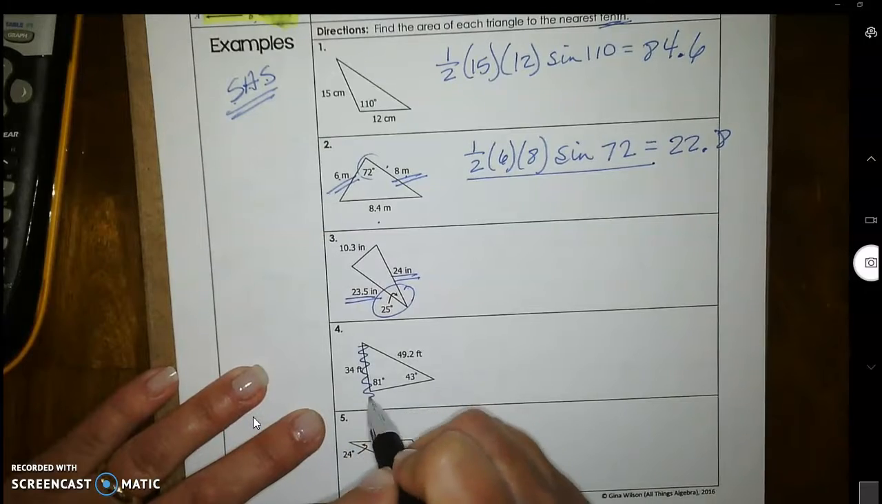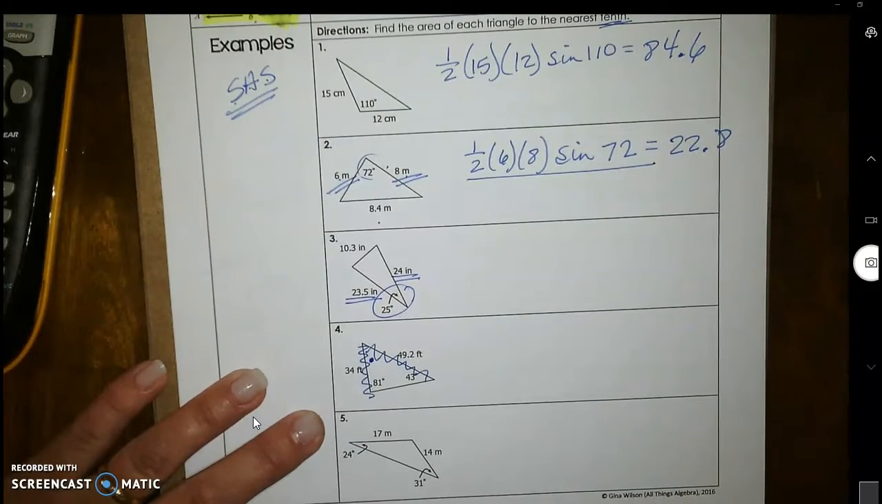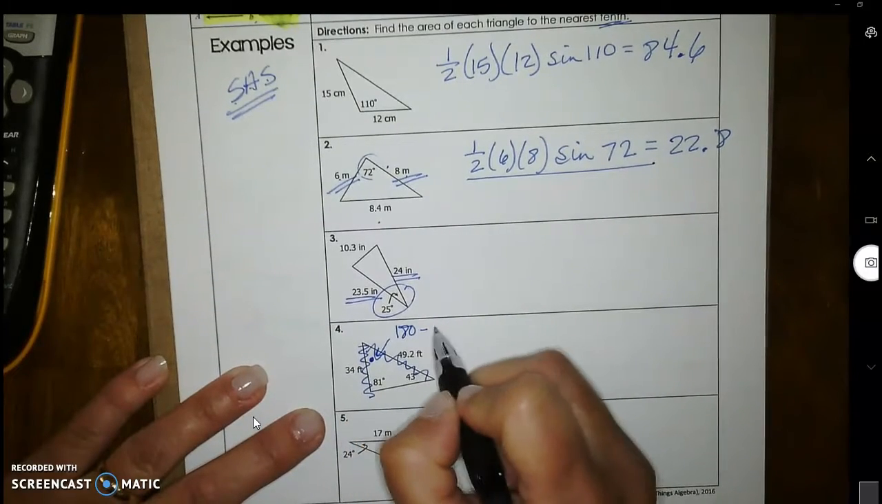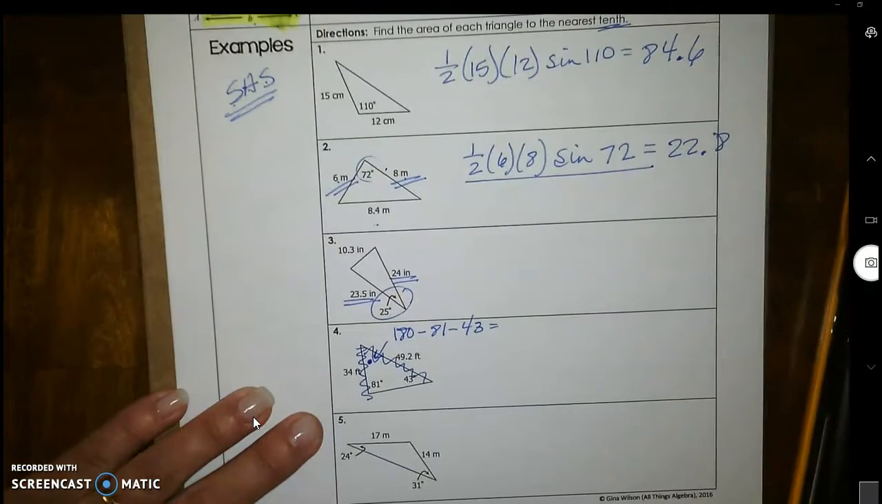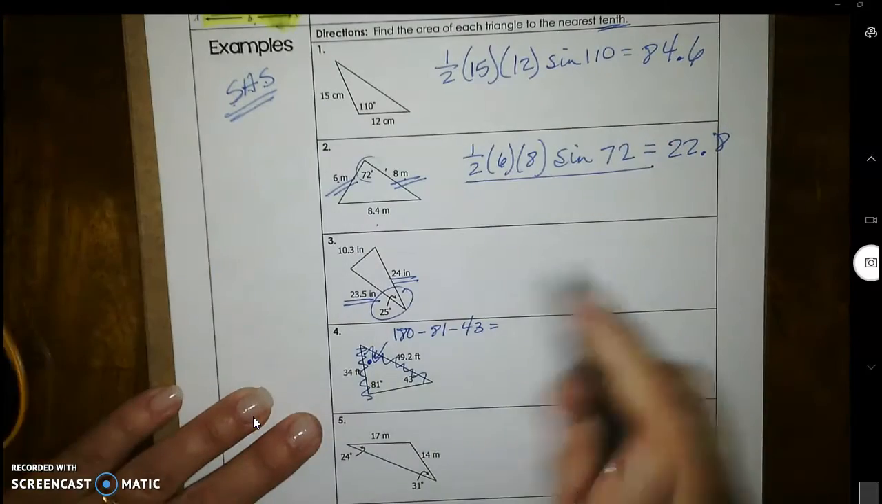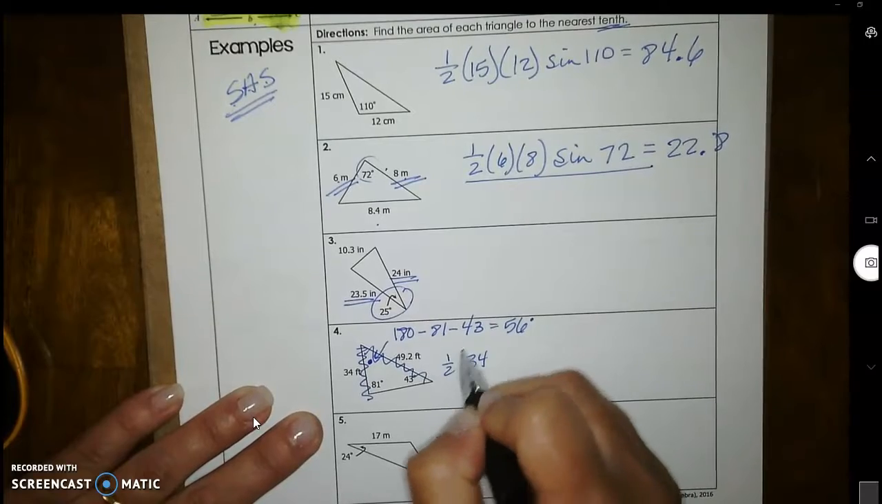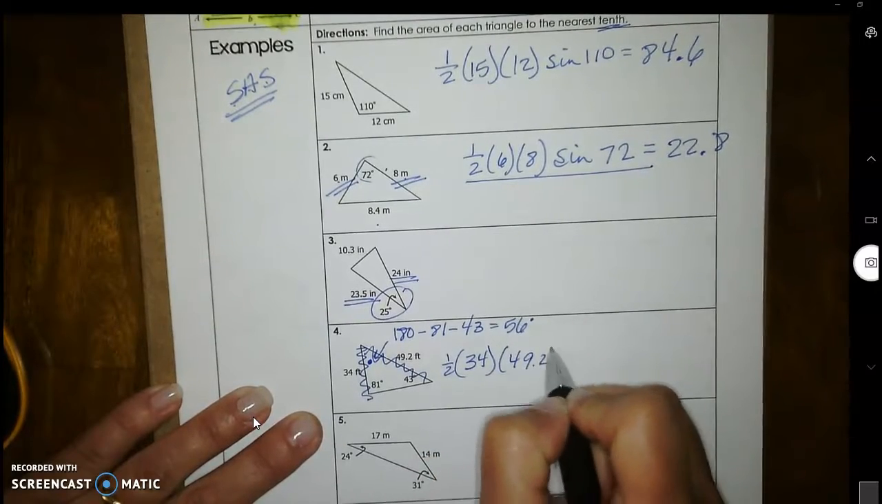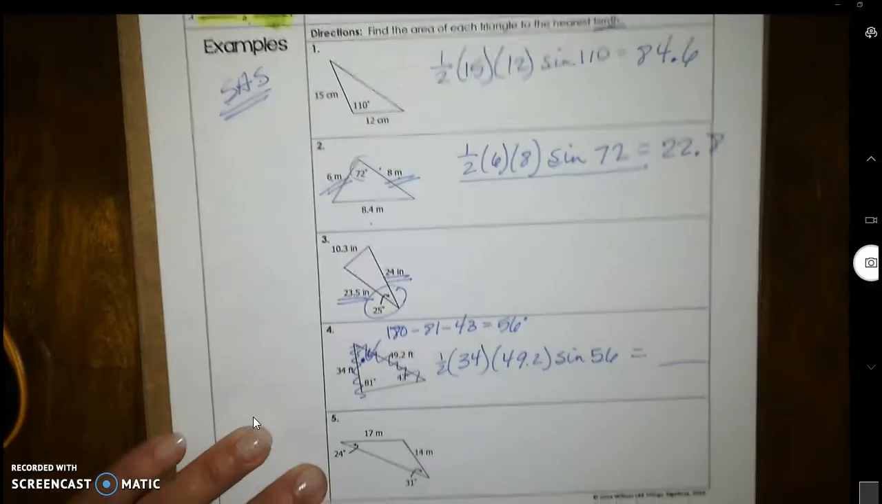I have this side and I have this side, but I'm missing the angle in between. And so you know that there's 180 degrees in there. So let's go figure out what that missing angle is. Okay, so 180 minus 81 minus 43 gives us 56 degrees. So we're going to use 1/2 times 34 times 49.2 times the sine of 56, and whatever that is.